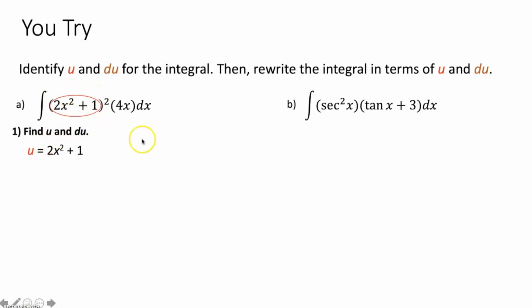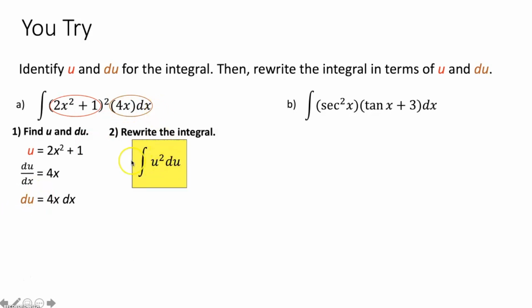The reason is because when I take the derivative of this with respect to x, over here I get du dx. On this side I get 4x to the first plus 0, or just 4x. Now look, that's the other function in the problem. That's why we chose u to equal 2x squared plus 1, because the derivative of that is equal to that other function, which means if I were to solve for du, I would multiply both sides of the equation by dx, and now du is equal to 4x dx, which takes care of everything else in the problem. So if I were to rewrite my integral, I would substitute u in for 2x squared plus 1, and now I can substitute du in for that 4x dx, creating this new integral u squared du, which clearly would be easier to integrate than this indefinite integral up here.